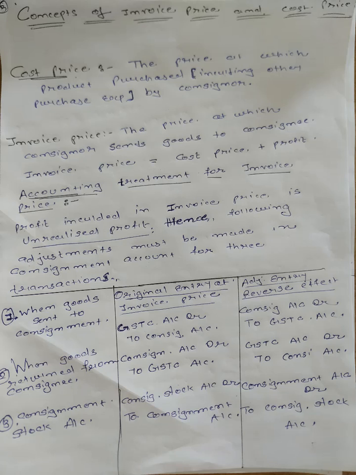So these 3 transactions must be recorded at invoice price if invoice price is given, and in respect of these 3 transactions, the loading entry or adjustment entry with the profit amount should be given in a reverse effect or in a reverse entry.